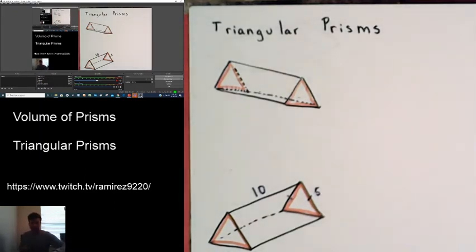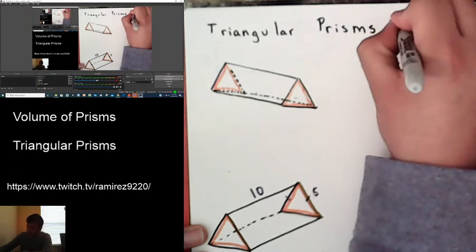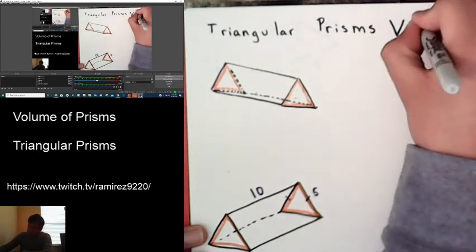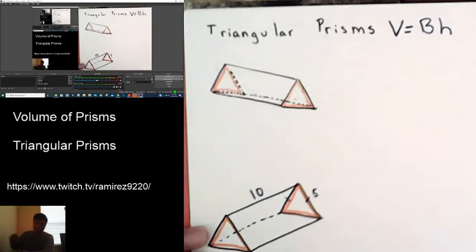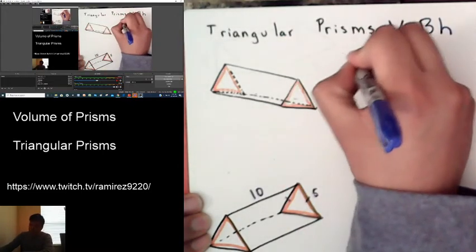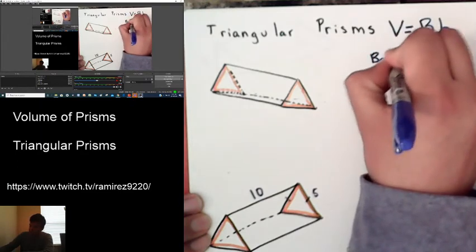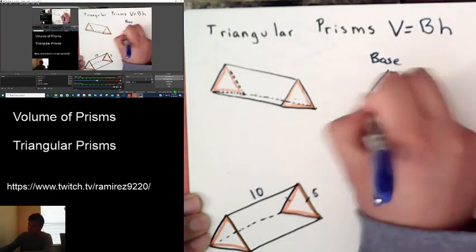So anyways, the formula is identical. As long as it's a prism, volume will still be the area of the base times the height. But this time you cannot say that it's length times width times height, because your base is no longer a rectangle. Now it's a triangle. So again, triangular prisms will have a base that happens to be a triangle.